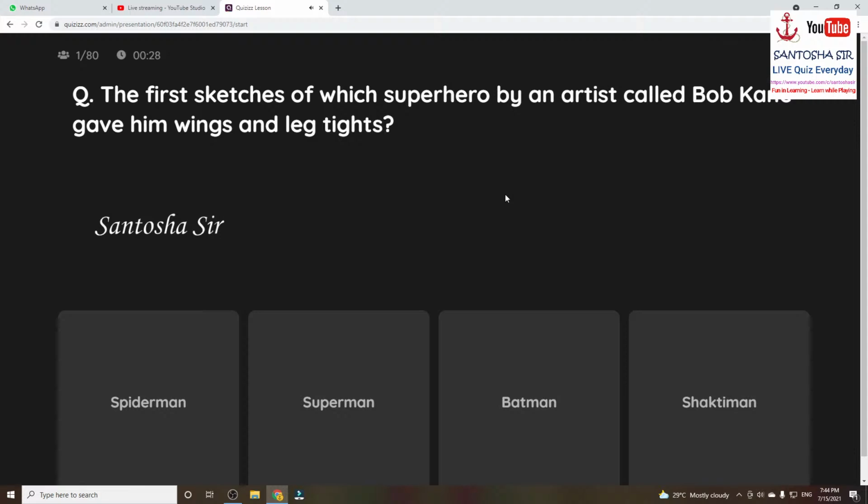The first sketches of which superhero by an artist called Bob Kane gave him wings and leg tights? Is that Spider-Man, Superman, or Batman, or Shaktiman? So who have wings and leg tights?